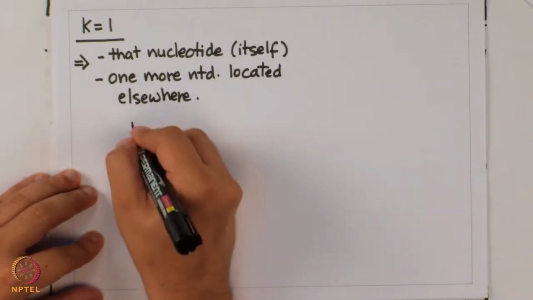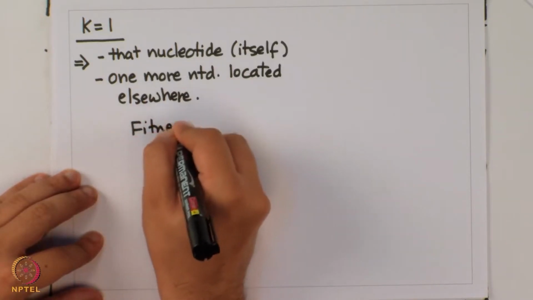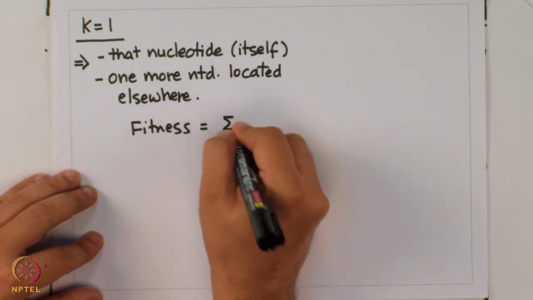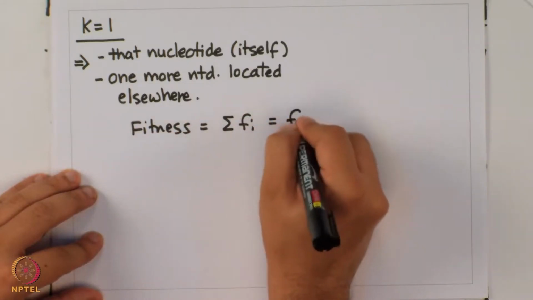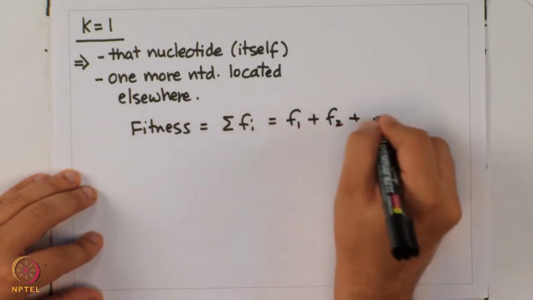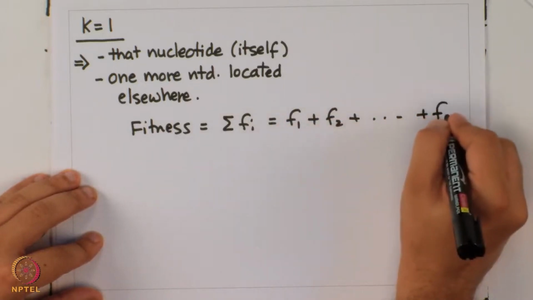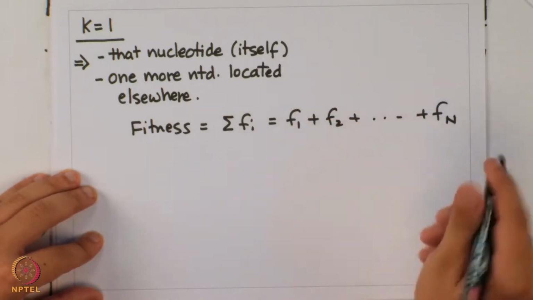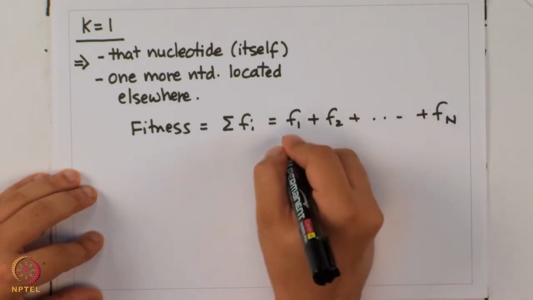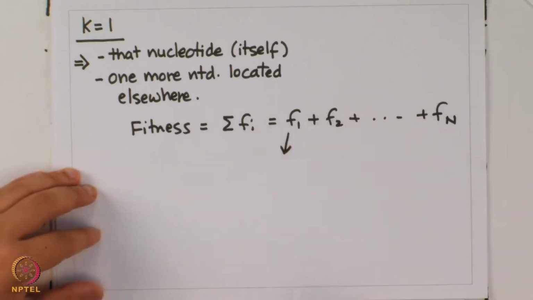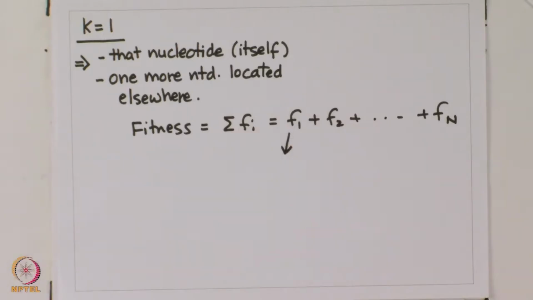So, in this case the fitness is equal to sigma Fi, which is F1 plus F2 and so on and so forth, going up to Fn, if n is the length of the DNA that I am interested in. But now F1 is not just dependent on what is the nucleotide that is present on the first position on this string, but is also dependent on one more nucleotide elsewhere on the chromosome.